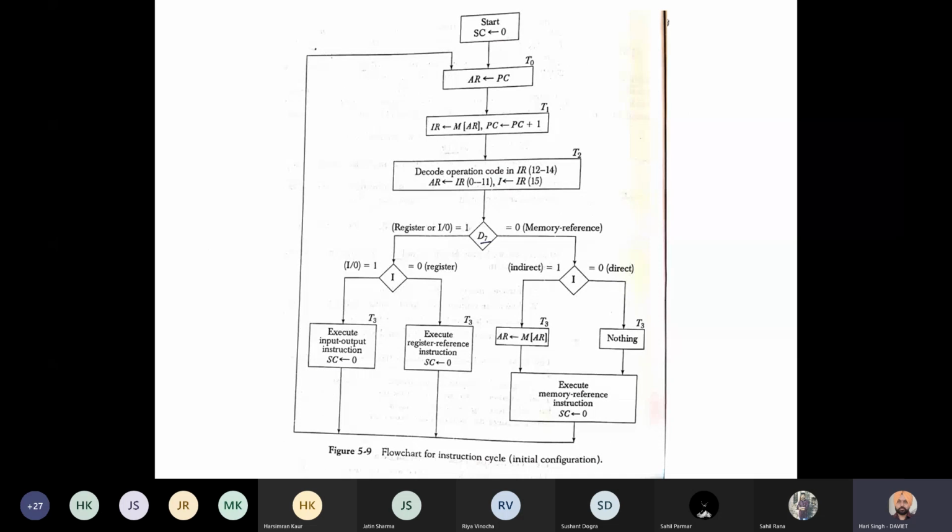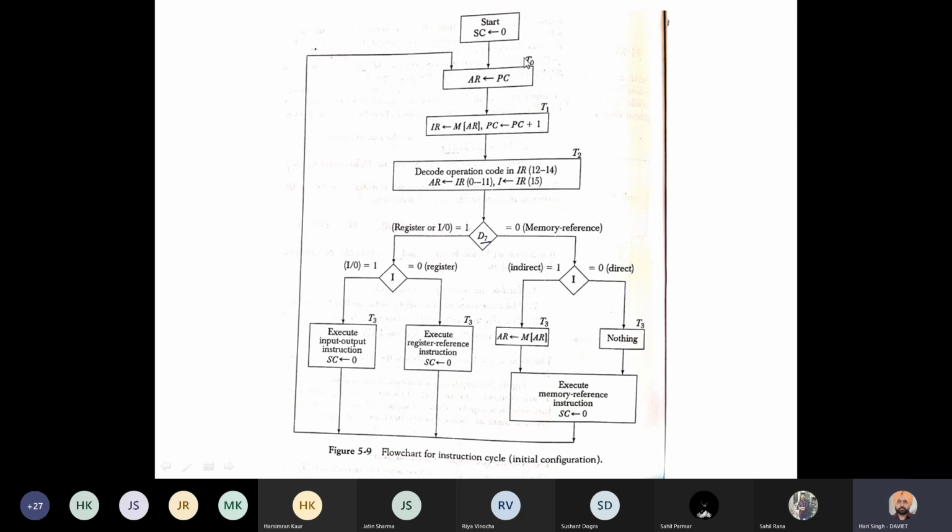So this flow chart shows all the steps followed by the control unit to execute any instruction. First of all, the counter will start from 0. On execution of every instruction, the sequence counter should start from 0. So it starts from 0 during the first T state.